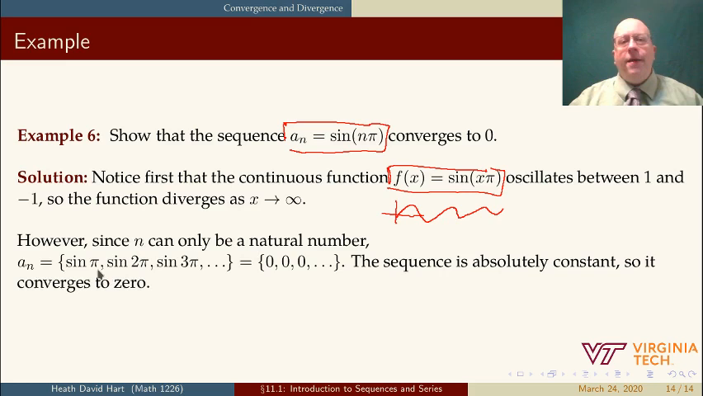n can only be a natural number. And so these terms are sine of 1 pi, sine of 2 pi, sine of 3 pi, sine of 4 pi, sine of 5 pi, and each of these is equal to 0. This sequence is just a sequence of constant values that all equal 0, and a sequence of constant values converges to 0.